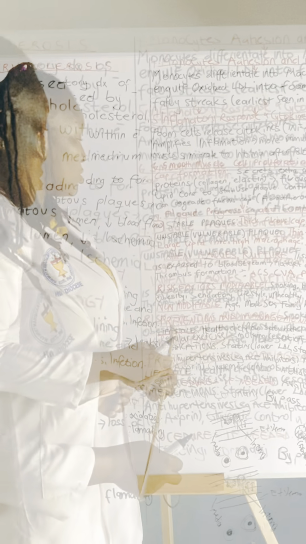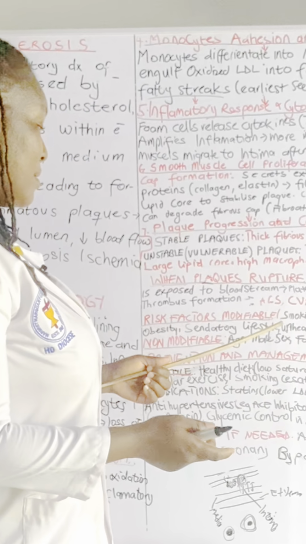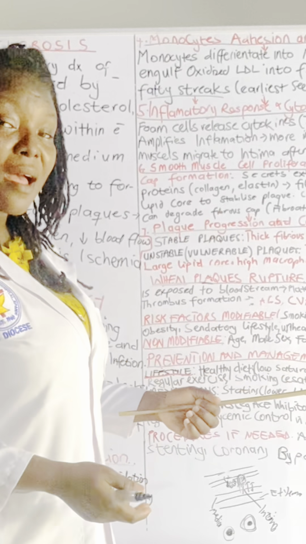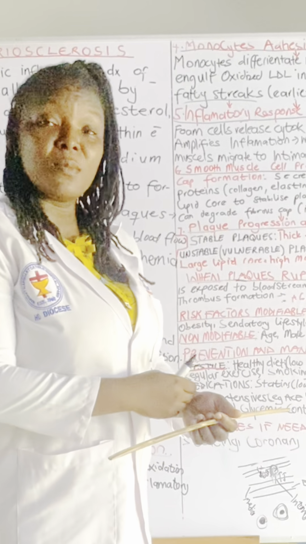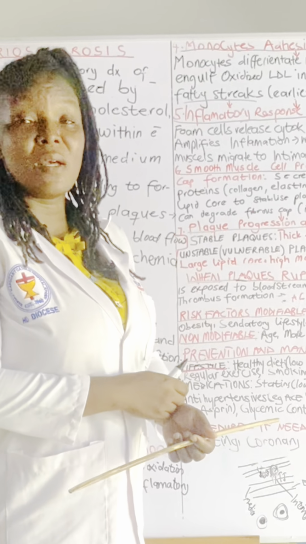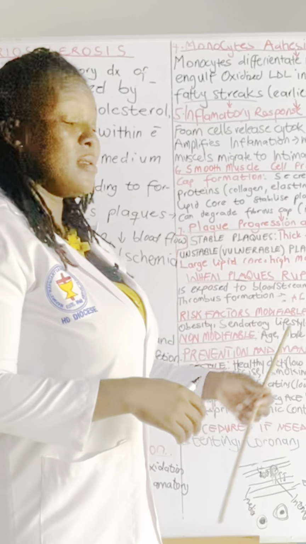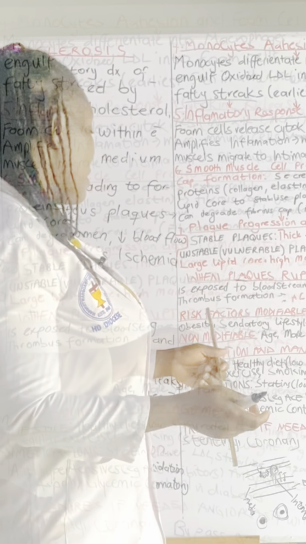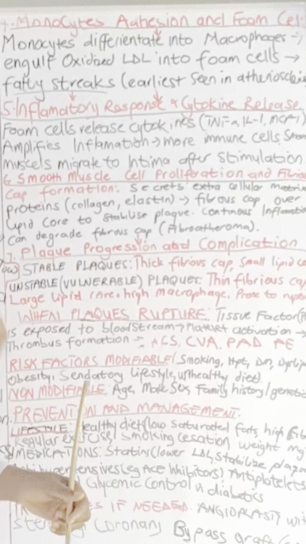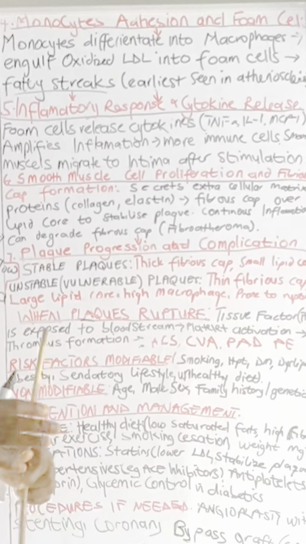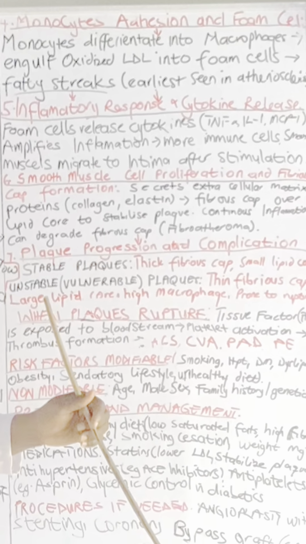Now that exposed area over there is going to release substances into the blood system that is going to trigger platelet and then clot formation. So anytime a plaque ruptures, the exposed area to the bloodstream releases tissue factors into the bloodstream. Now this is going to lead to platelet activation and thrombus formation. So there's going to be a lot of clot formation anytime a plaque ruptures.